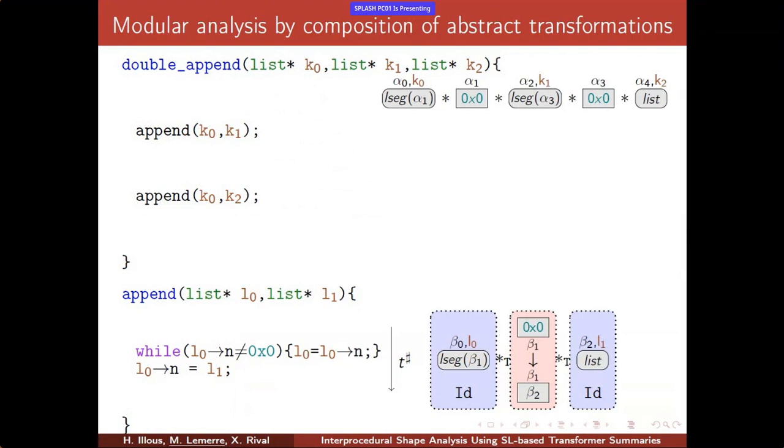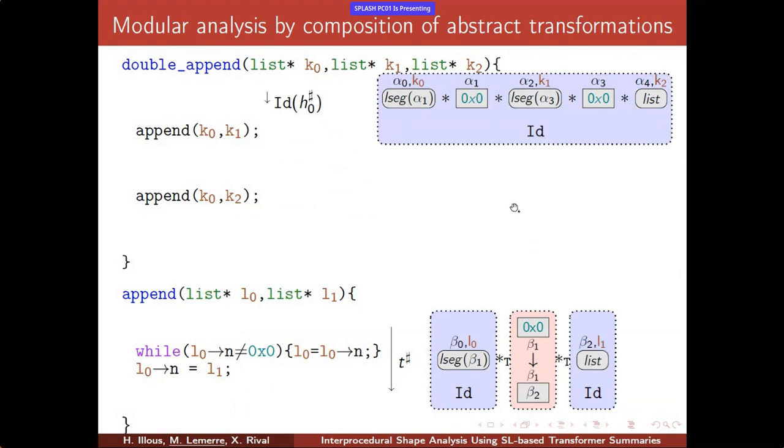So in the case of shape analysis, this is how it will look. Our summary for append looks like this. We have two linked lists, and the idea here is that the linked list will not be modified except for the end of the first linked list, which was initially a cell containing 0, and which now points to the end of the second linked list.